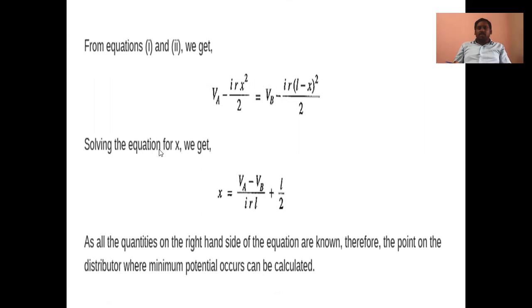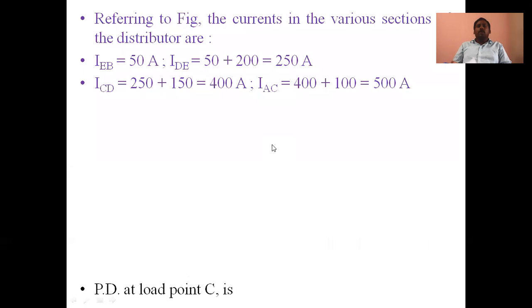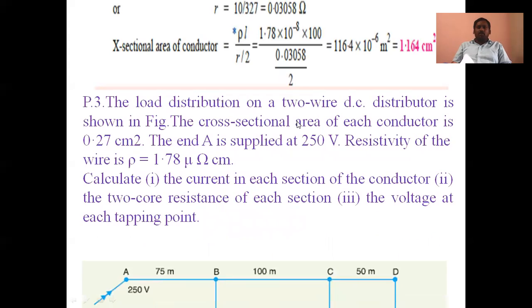So then solving equation 1 for X, we get X is equal to (VA minus VB) by IR, plus L by 2. VA is the potential at point A, VB is the potential at point B, divided by I into R. I is the uniform load, R is the resistance for the respective section, L is the length of the respective section. L by 2 is the half of the value. Right, now based upon this simple derivation, we will go for problem 2 with unequal voltage directly.